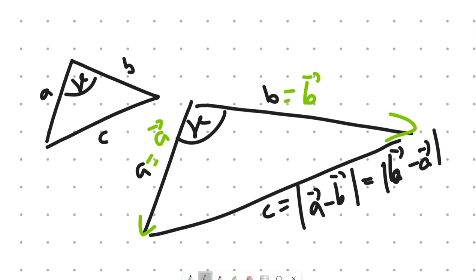Now, I've forgotten something about A and B. The side length of A is not the vector A. The absolute value of the vector A and the absolute value of the vector B is equal to the side length of A and B of this triangle.